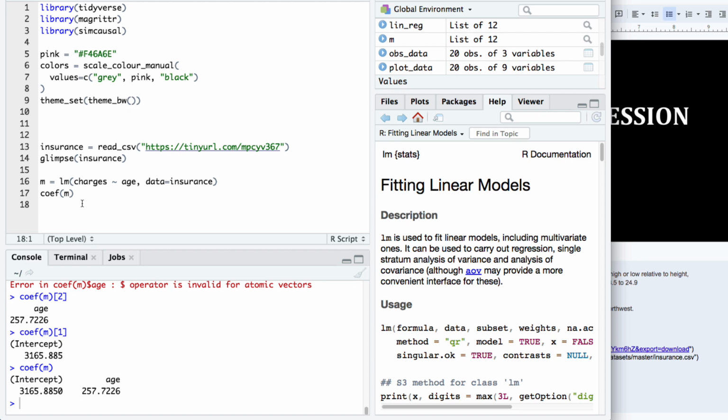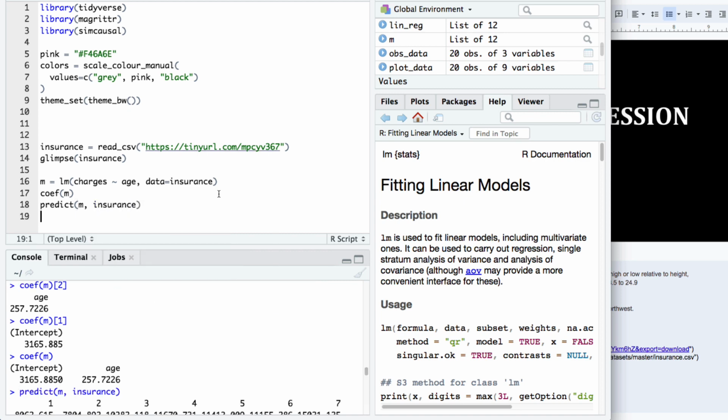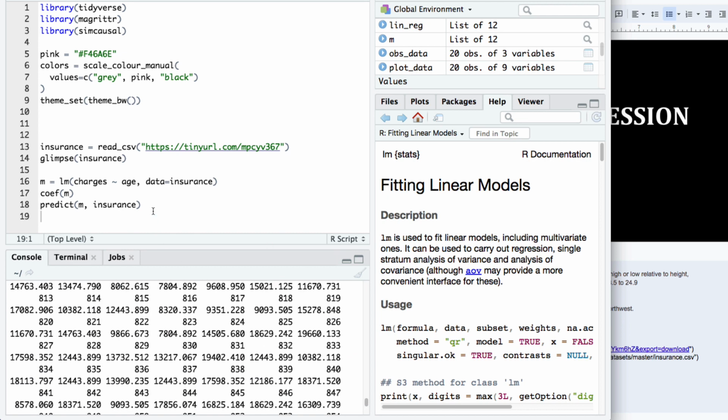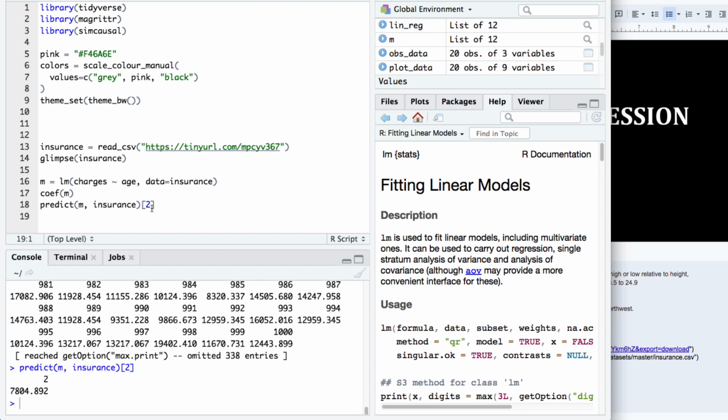If I want to get predictions, I can use the predict function. To use the predict function, I pass it first the model that I fit, this model object, I guess you could call it, and then you put in the data that you want to predict on. In this case, I just want to get the predictions for the same data. For example, these are the predictions for the second person in this data set.